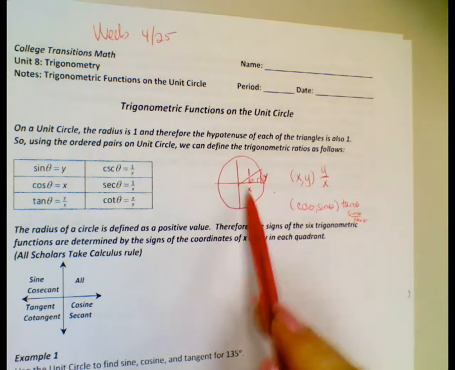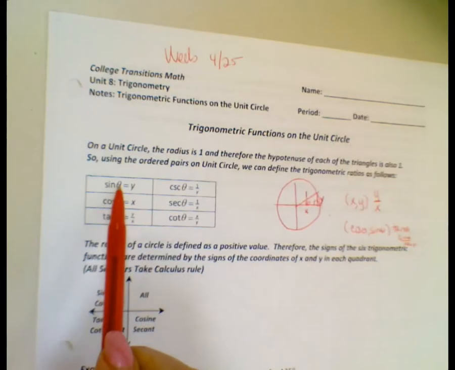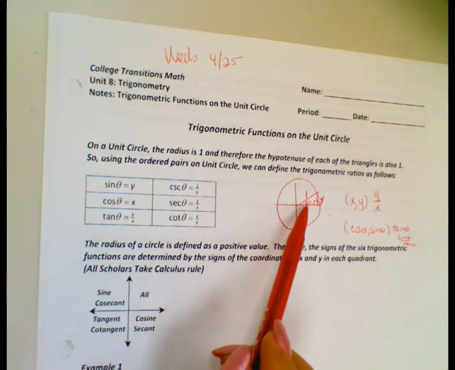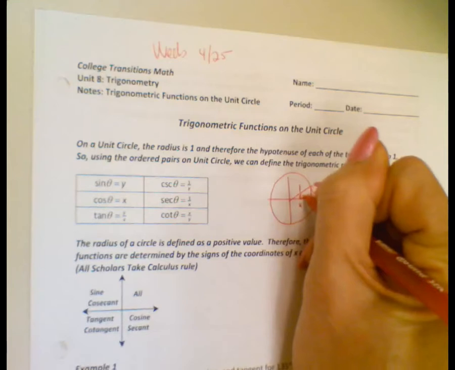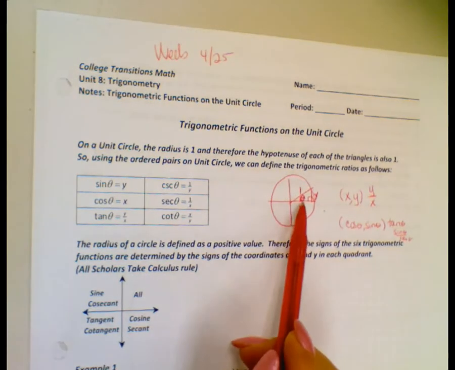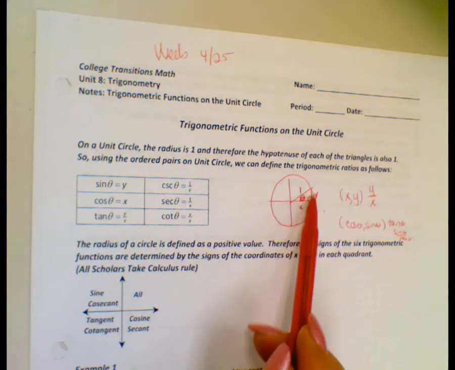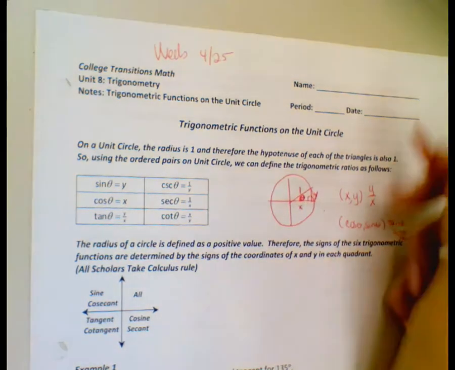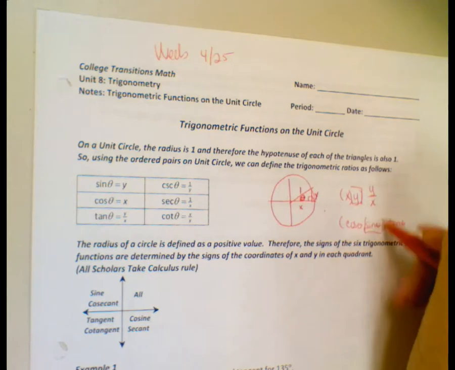So keeping all this stuff in mind, look over here. The sine of any angle of a unit circle. I said 30 right here, but we could just say this is theta. The sine of any angle in a unit circle is always the vertical distance, the y. It's the second one in the ordered pair every time.